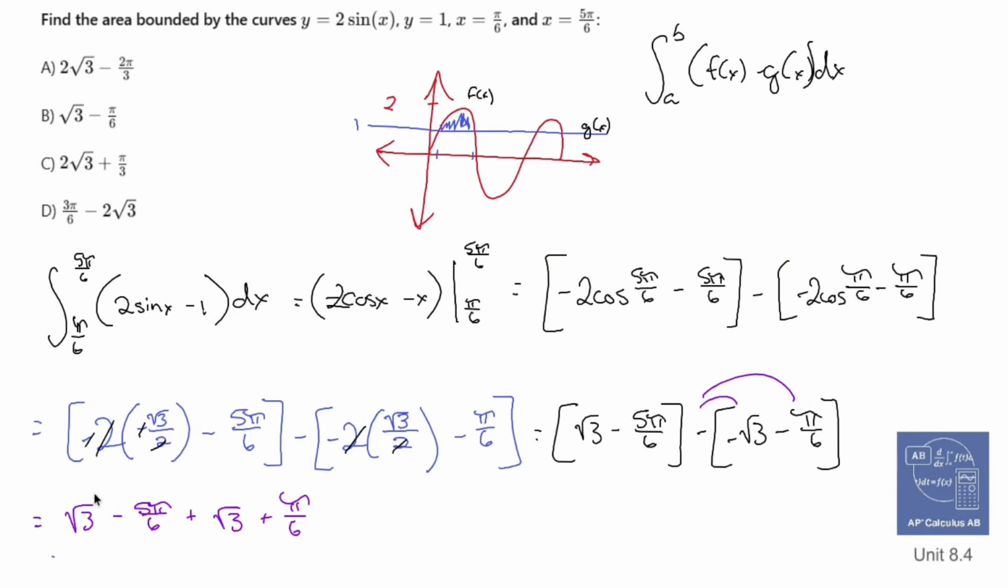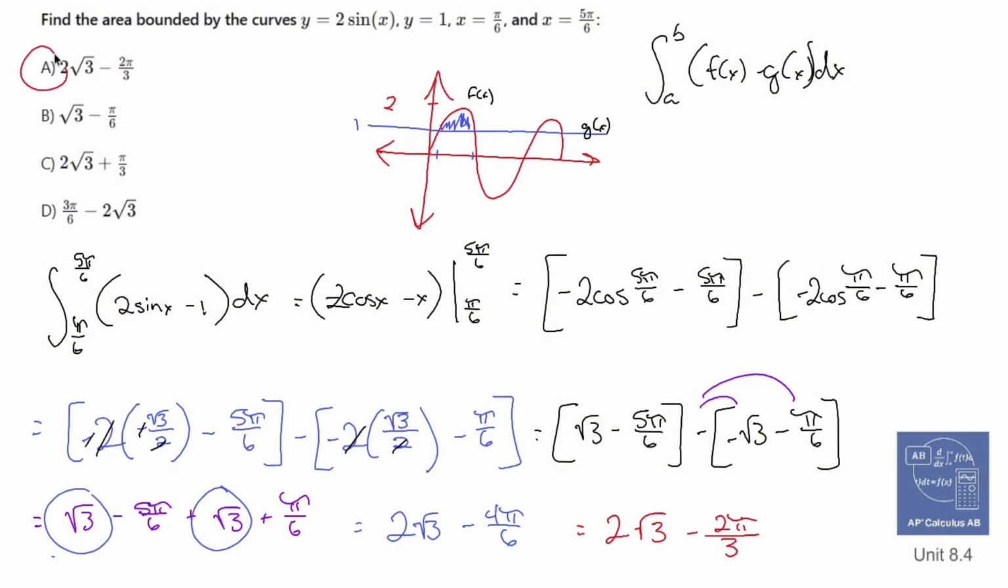Combine like terms: a root 3 plus a root 3 is 2 root 3's. Negative 5 pi over 6 plus pi over 6 is negative 4 pi over 6. And that will simplify to 2 root 3 minus 2 pi over 3, which is going to be the area. Isn't that neat?